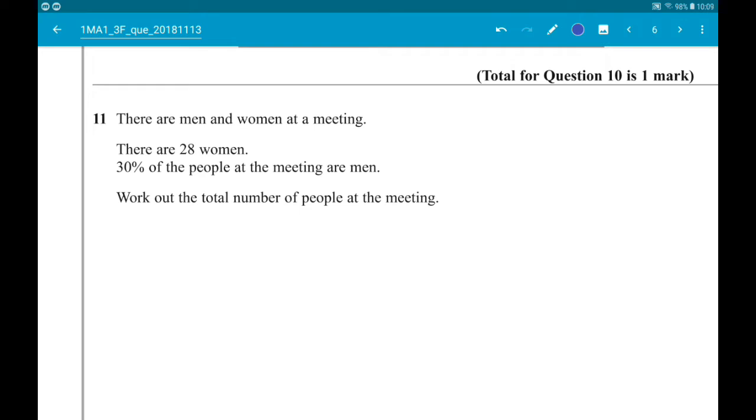Okay, so this is reverse percentages. So if we know 30% of the people at the meeting are men, 70% are women. So we know 70% of the total is equal to 28. So we want to know how many people are in the meeting in total.